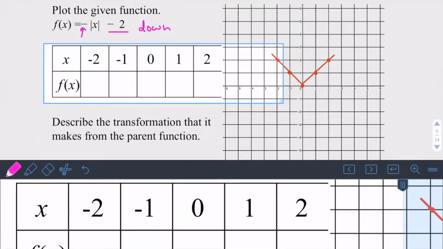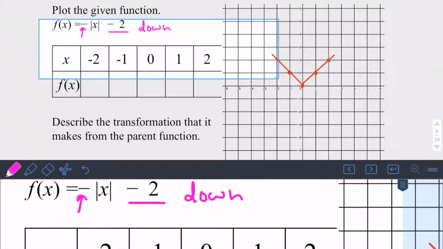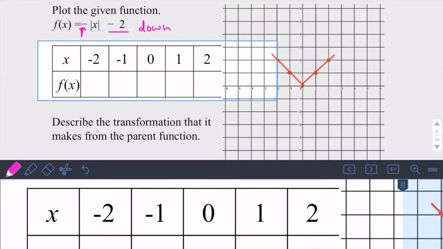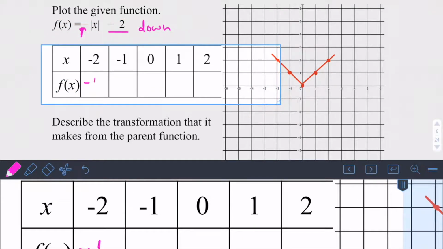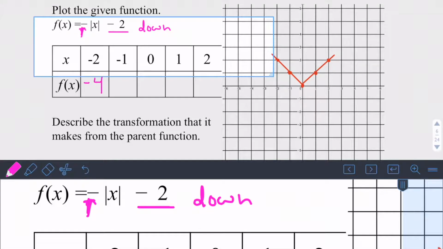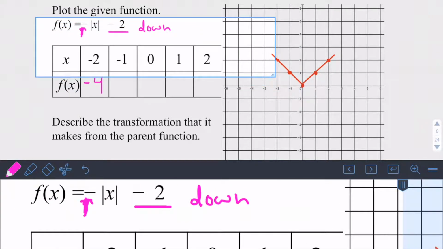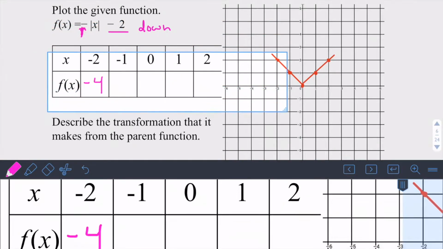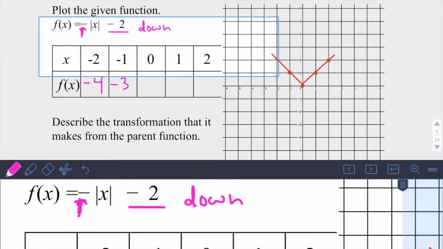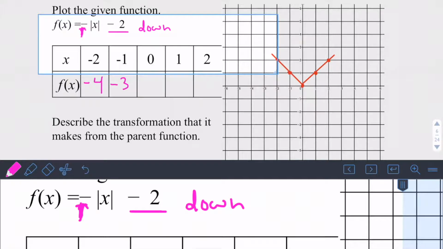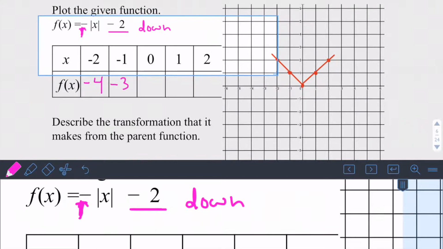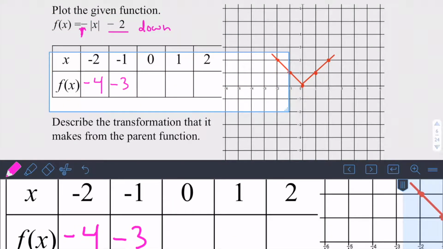Filling out our table, if we put negative 2 in for x, the absolute value of negative 2 is 2, but then we have this other negative in front, so it becomes negative 2 minus 2, which gives us negative 4. We put negative 1 in for x, that's 1, but again we have that negative out in front, so it becomes negative 1 minus 2, which gives us negative 3. If we put 0 in, we get 0 as the absolute value, and negative 0 is still 0, and 0 minus 2 gives us negative 2.